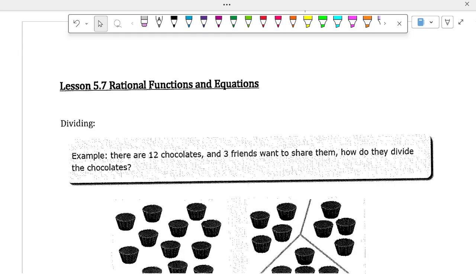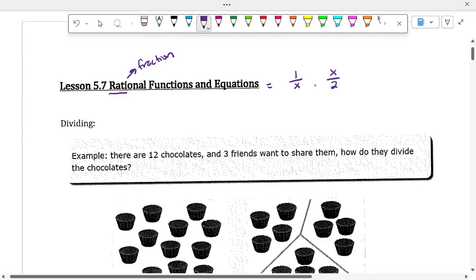A fraction. So that was what I was getting to. So with rational, keyword ratio, fraction. Rational means that you can turn it into a fraction. Irrational means you can't turn it into a fraction. So rational functions and equations, it's going to look like a fraction. So 1 over x or x over 2 or something like that. So that's typically what we're talking about with rational functions.